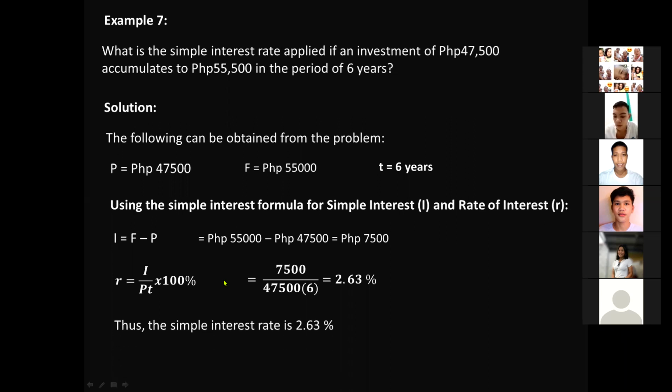So, thus the simple interest rate is 2.63%. And that's problem number 7 about simple interest. And that's all about simple interest topic natin.